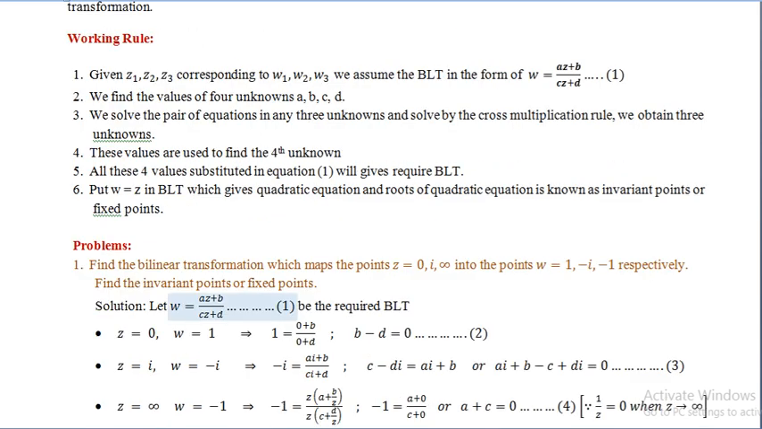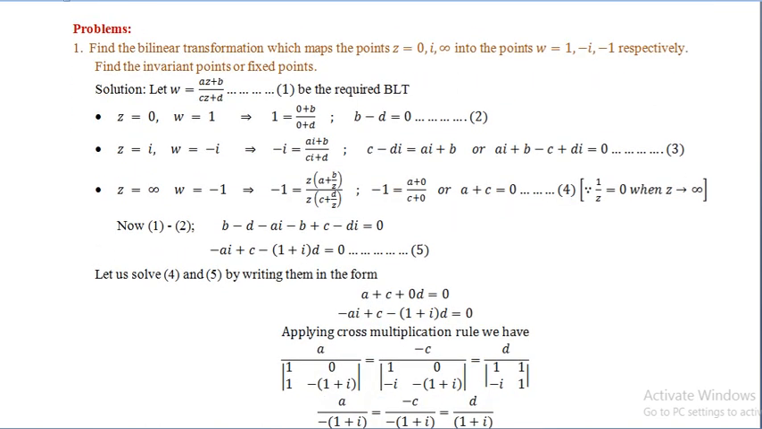First, we solve an example on bilinear transformation. Find the bilinear transformation which maps the points Z equal to 0, I, infinity into the points W equal to 1, minus 1, minus I respectively, and also find the invariant or fixed points. Solution: let W equal to (AZ plus B) by (CZ plus D) be the required bilinear transformation.